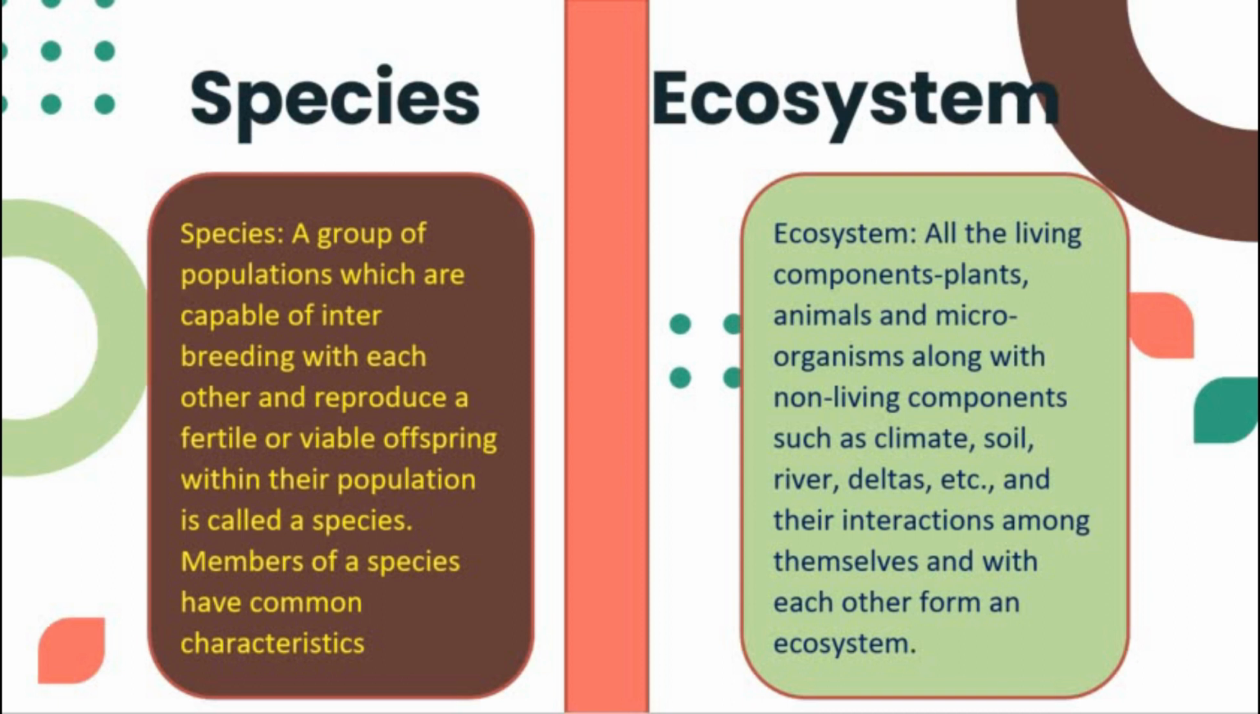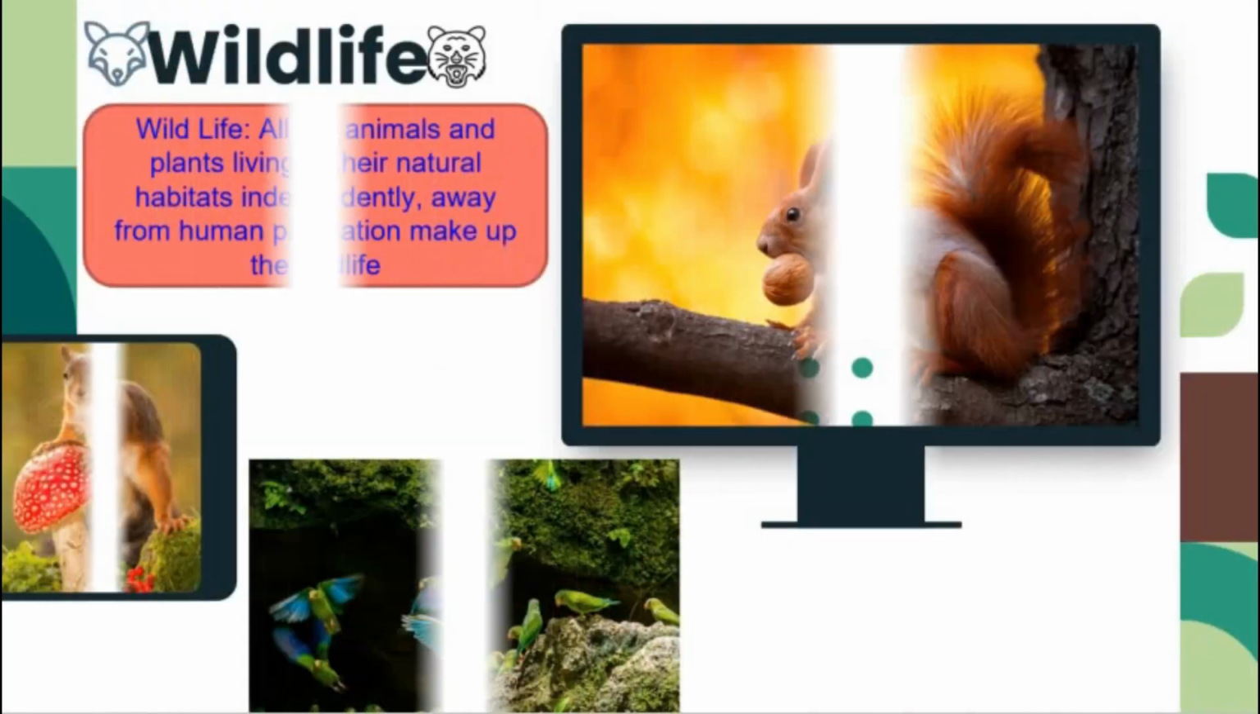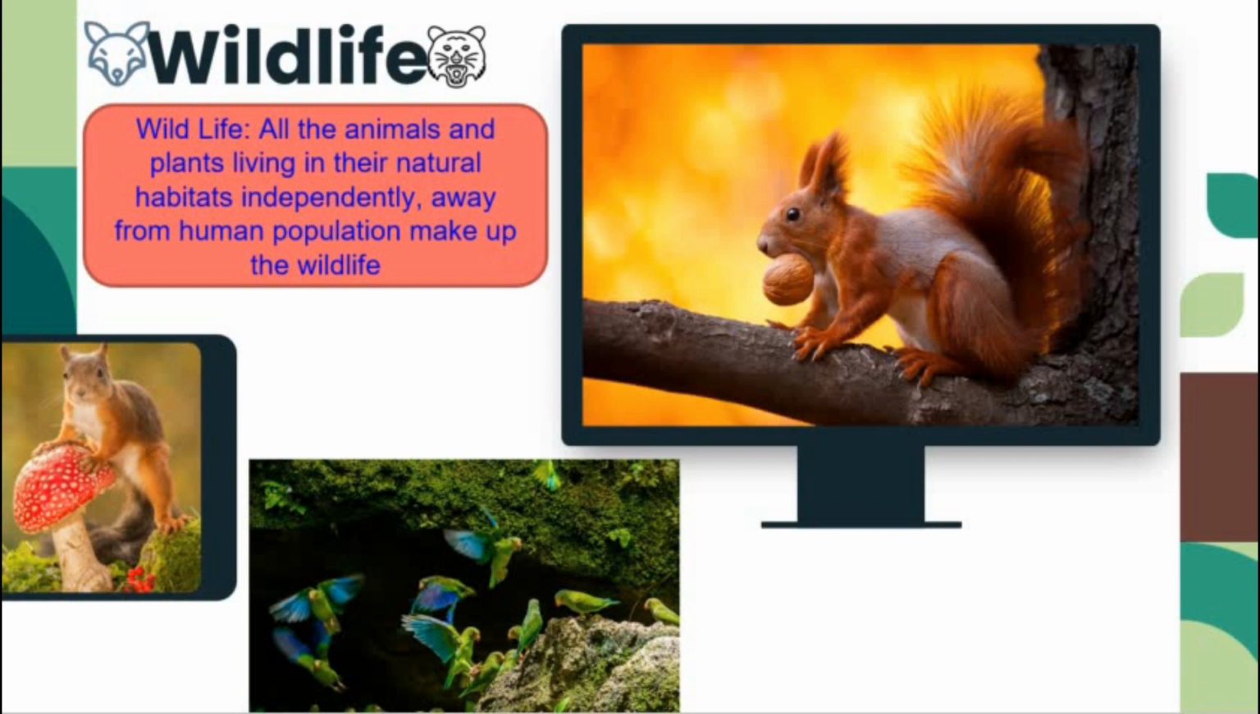Ecosystem. All the living components, plants, animals, and microorganisms, along with non-living components such as climate, soil, rivers, deltas, etc., and their interactions among themselves and with each other form an ecosystem. Wildlife refers to undomesticated animal species but has come to include all organisms that grow or live in a wild area without being introduced by humans.